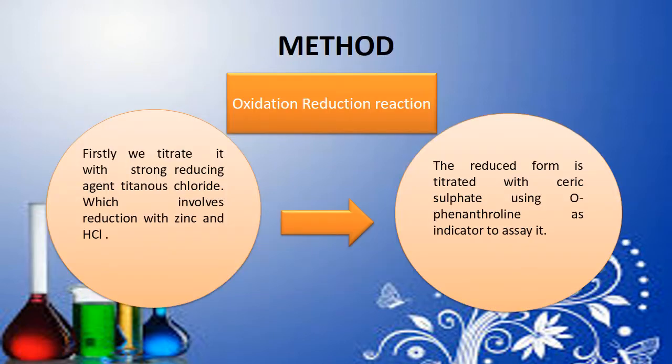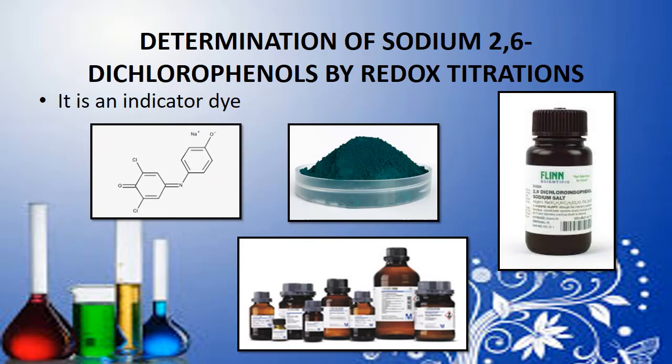Determination of menadione is also redox titration, that is, it involves oxidation reduction reaction. Firstly, we titrate it with a strong reducing agent, that is titanious chloride, and it involves the reduction with zinc and HCl. Then the reduced form is titrated with the ceric sulfate using O-phenanthroline, that is the indicator used to assay it.